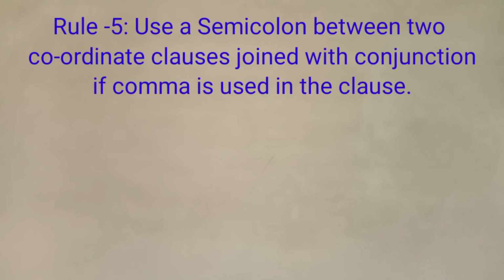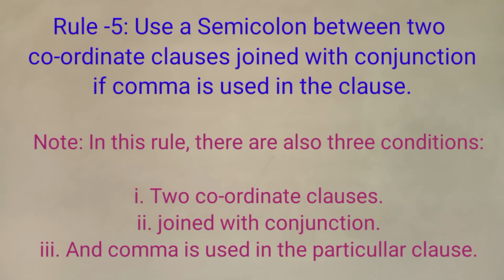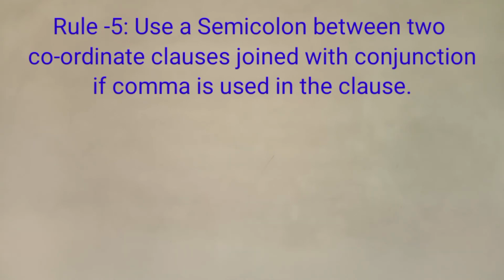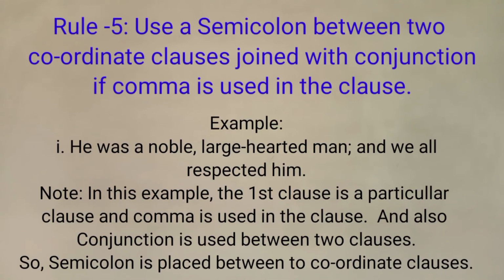Rule number 5. Use a semicolon between two coordinate clauses joined with a conjunction if a comma is used in the clause. In this rule, there are also 3 conditions. Number 1, two coordinate clauses joined with a conjunction and a comma is used in the particular clause. Example: he was a noble, large-hearted man; and we all respected him.